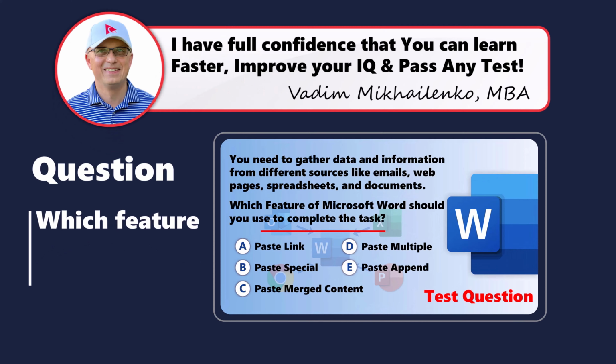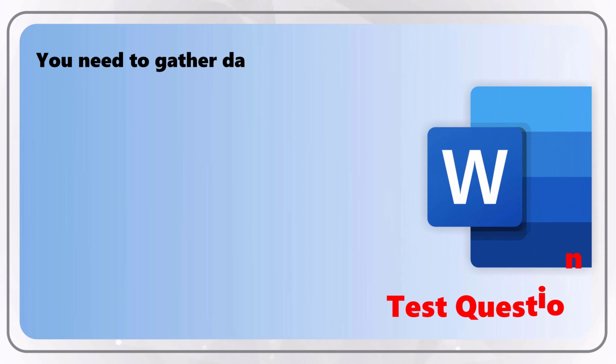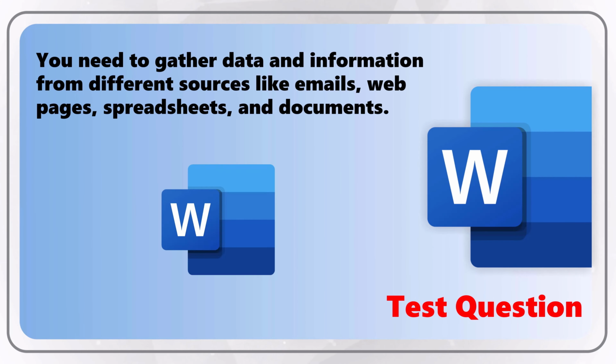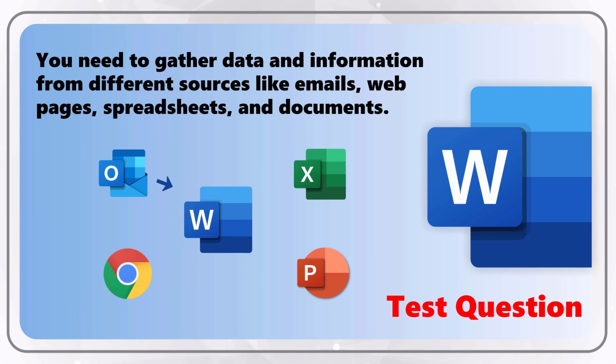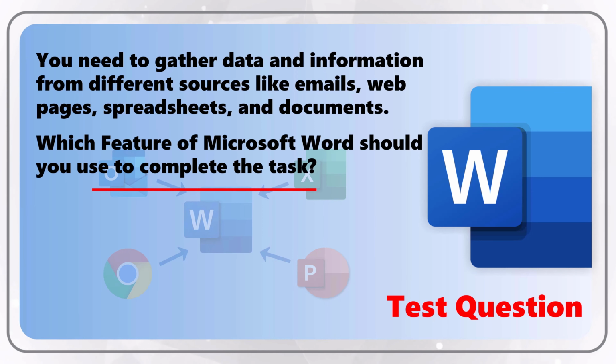Here's the thought-provoking assessment test question. In addition to boosting your reasoning skills, it teaches you the skill that you can use regularly. You need to gather the data and information from multiple different sources, like emails, web pages, spreadsheets, and documents. Which feature of Microsoft Word should you use to complete this task? And you're presented with 5 possible choices.